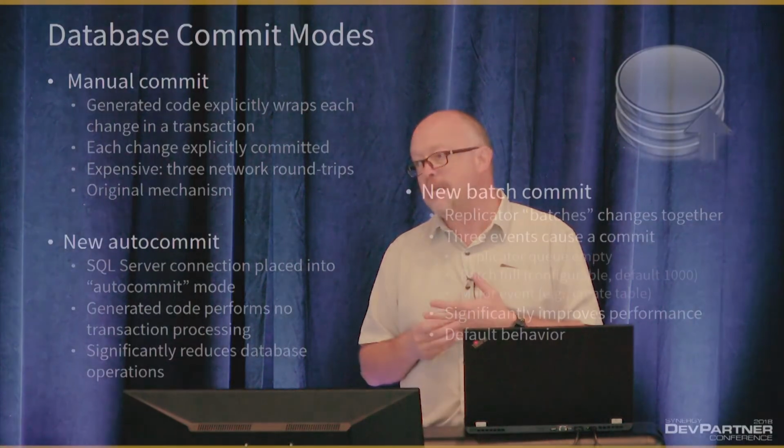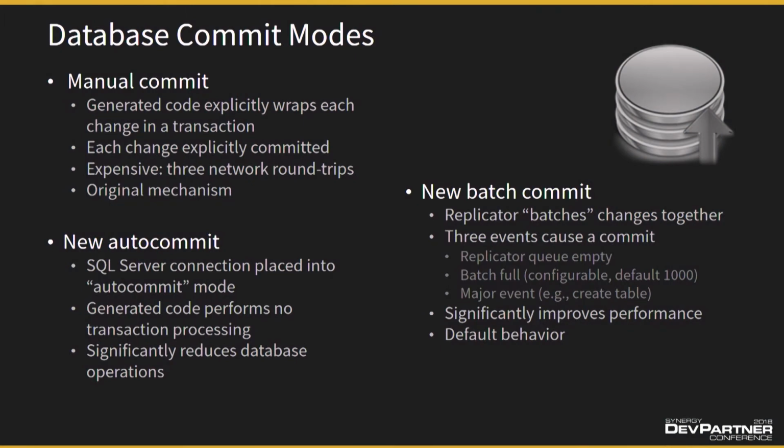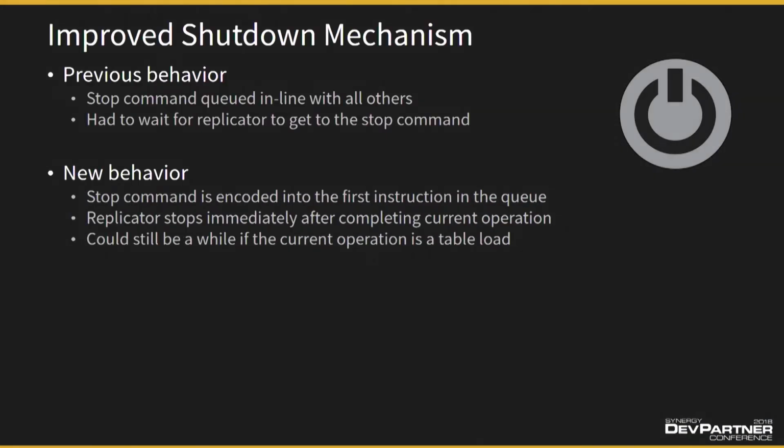There is a cutoff point that is configurable, but by default it's 1,000 rows. So by default it will commit if it hits 1,000 and then start over. Or if there's a major event like a create table or a delete table or something like that, it will commit at that point as well. And that one gave us a fairly significant performance improvement as well. But you can revert back to either of the other mechanisms if you wish.